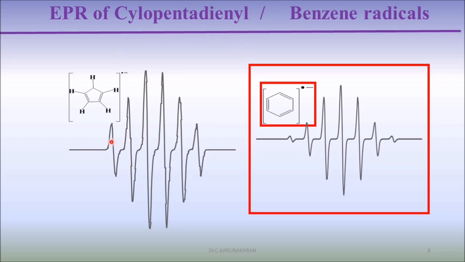Cyclopentadienyl. Here, it is a free radical. It is a paramagnetic molecule. The electron is delocalized. The unpaired electron is delocalized over 5 protons. Therefore, by the n plus 1 rule, a sextet, 6 lines are observed. In the case of the benzene radical, the unpaired electron density is delocalized over 6 hydrogen atoms. Therefore, by n plus 1, a septet, 7 lines are observed, with the intensity ratio obtained using Pascal's triangle: 1, 2, 3, 4, 5, 6, 7.